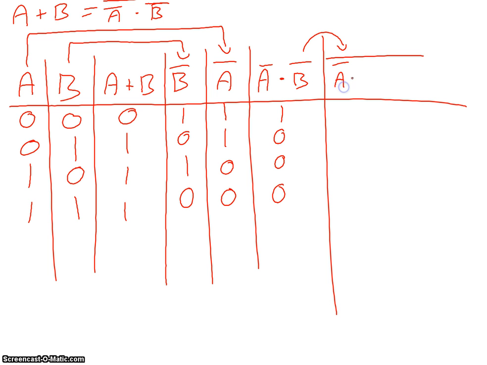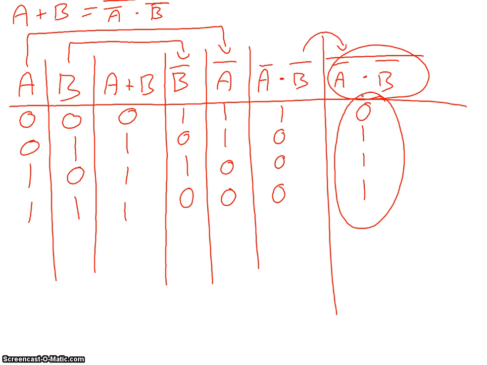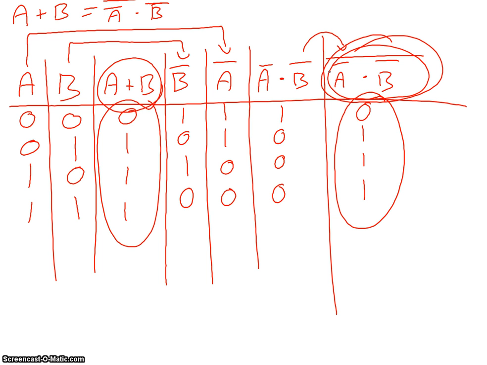And finally all we need to do then is to not this one to give us not A and not B. So again, not just flips the bits to give us 0, 1, 1, 1. And we can see the answer for this here is the same as the answer for this. And therefore A or B and this not A and not B are equal to each other.